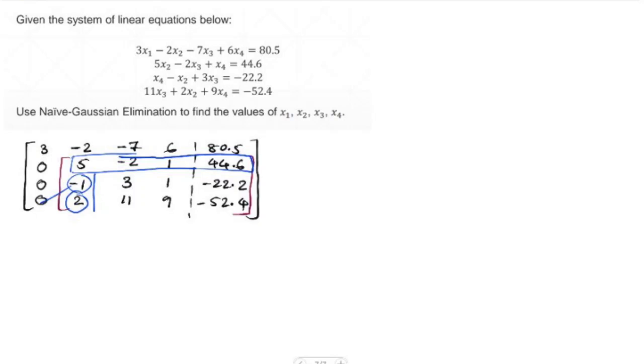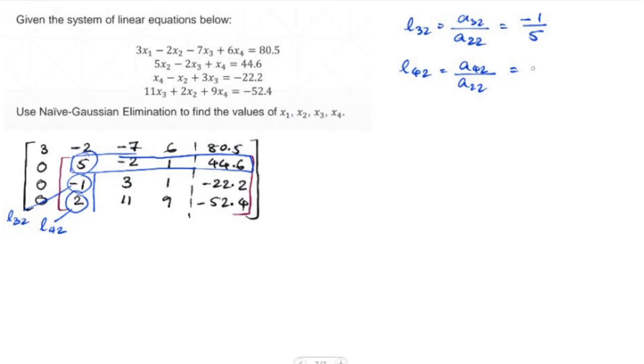So as you know, this one here is L32, and this one here is L42. So let's find out for L32, the value will be A32 divided by the element here in the first column, first row. So here that is A22, so that is minus 1 divided by 5, and for L42 it will be A42 divided by again A22, the element of the first row, first column, which is freezed by us. So here now we have 2 divided by 5, right?